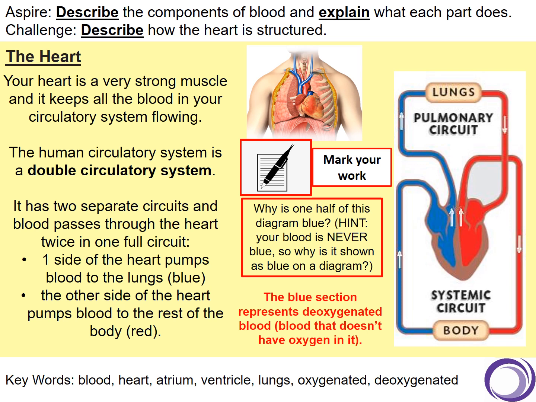So the answer to the question is the blue section on the diagram represents deoxygenated blood, and that's blood that has very little oxygen in it. The red section of the diagram is showing blood that contains oxygen, that is oxygenated.